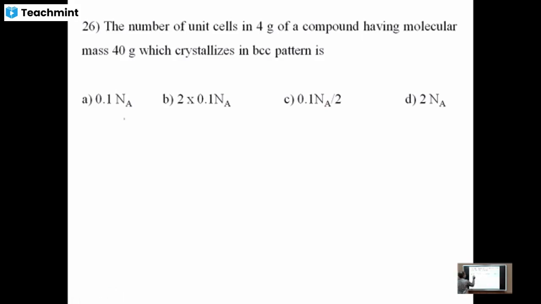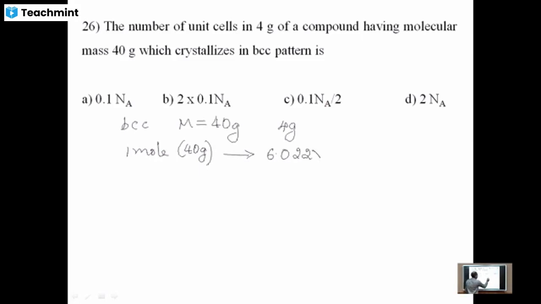The crystal system is BCC, molar mass M is 40 gram. We have taken 4 gram of compound. The question is, how many unit cells are present in 4 gram? How to calculate? We have standard 1 mole, nothing but molar mass 40 gram, 1 mole of any substance consisting of Avogadro number of particles, 6.022 into 10 to the power of 23 particles. Generally, we represent Avogadro number as Na. 40 gram has these many particles.